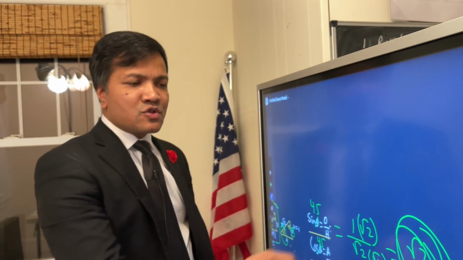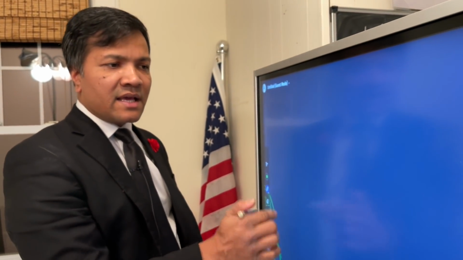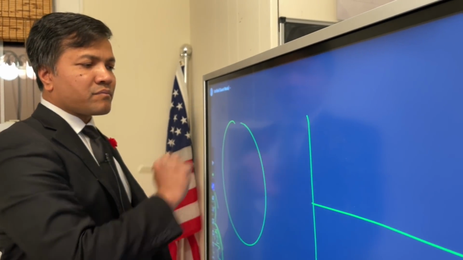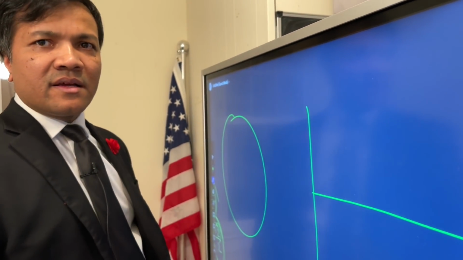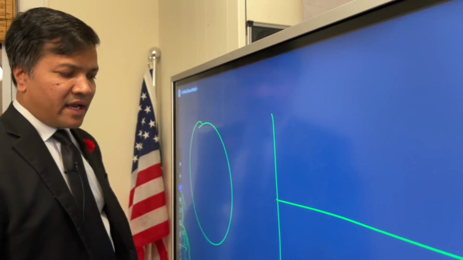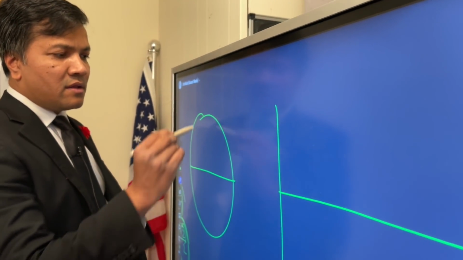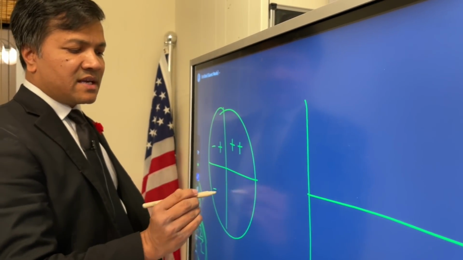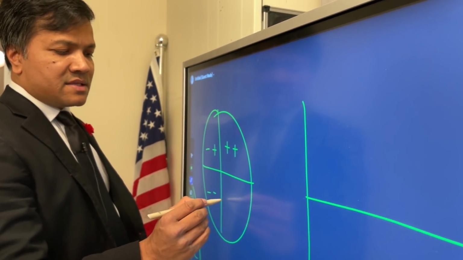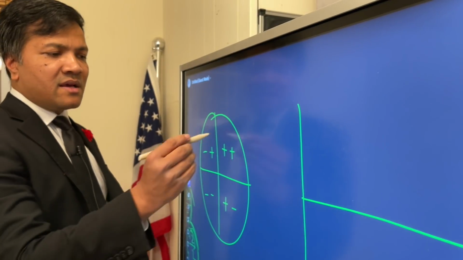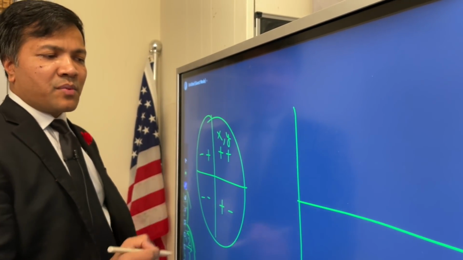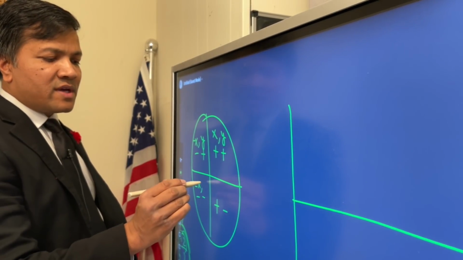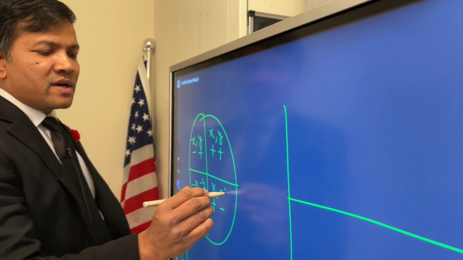Now I'm gonna show you one final thing, and that is the relationship between the unit circle and the graph of sine. In the unit circle that I showed you, the signs go around like this. What does that mean? Both x and y are positive. X is negative, y is positive. X is negative, y is negative. X is positive and y is negative.